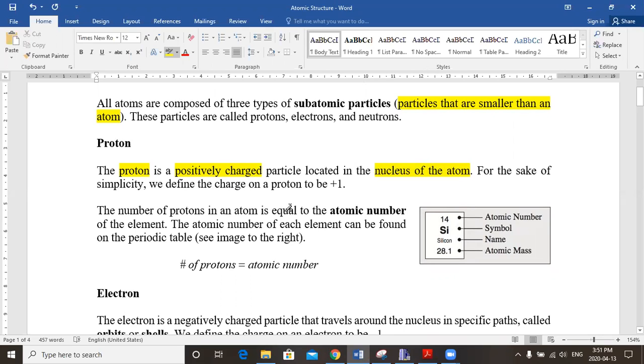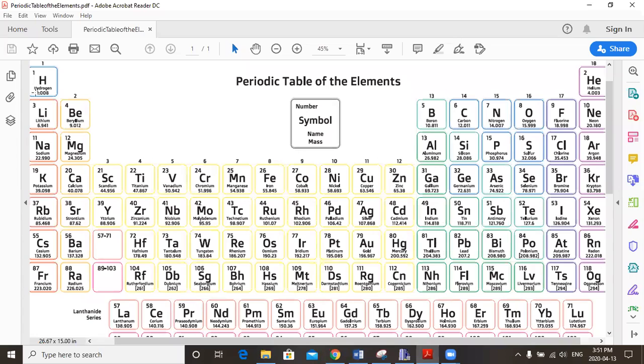For the sake of simplicity, we usually consider the charge on a proton to be +1, or what we call +1 elementary charge. Now, the number of protons inside any atom is always equal to the atomic number of the element. So the number of protons always equals the atomic number. For example, if we go back to our periodic table, you'll notice that on the top left of every element, there is a number. For example, silicon, the atomic number is 14, which tells us there are 14 protons in the nucleus of silicon.